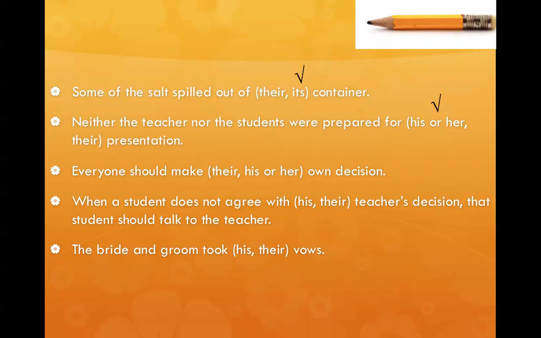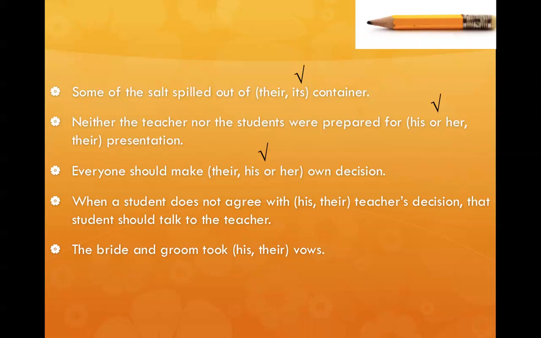Okay, third example. Everyone should make their or his or her own decisions. So everyone, if we look at our list, we saw that it was singular, so we know that we need the singular pronoun to replace it, so it's his or her. Everyone and words like that are sometimes confusing because you think it's talking about a large body, but it's not, so it should be singular.